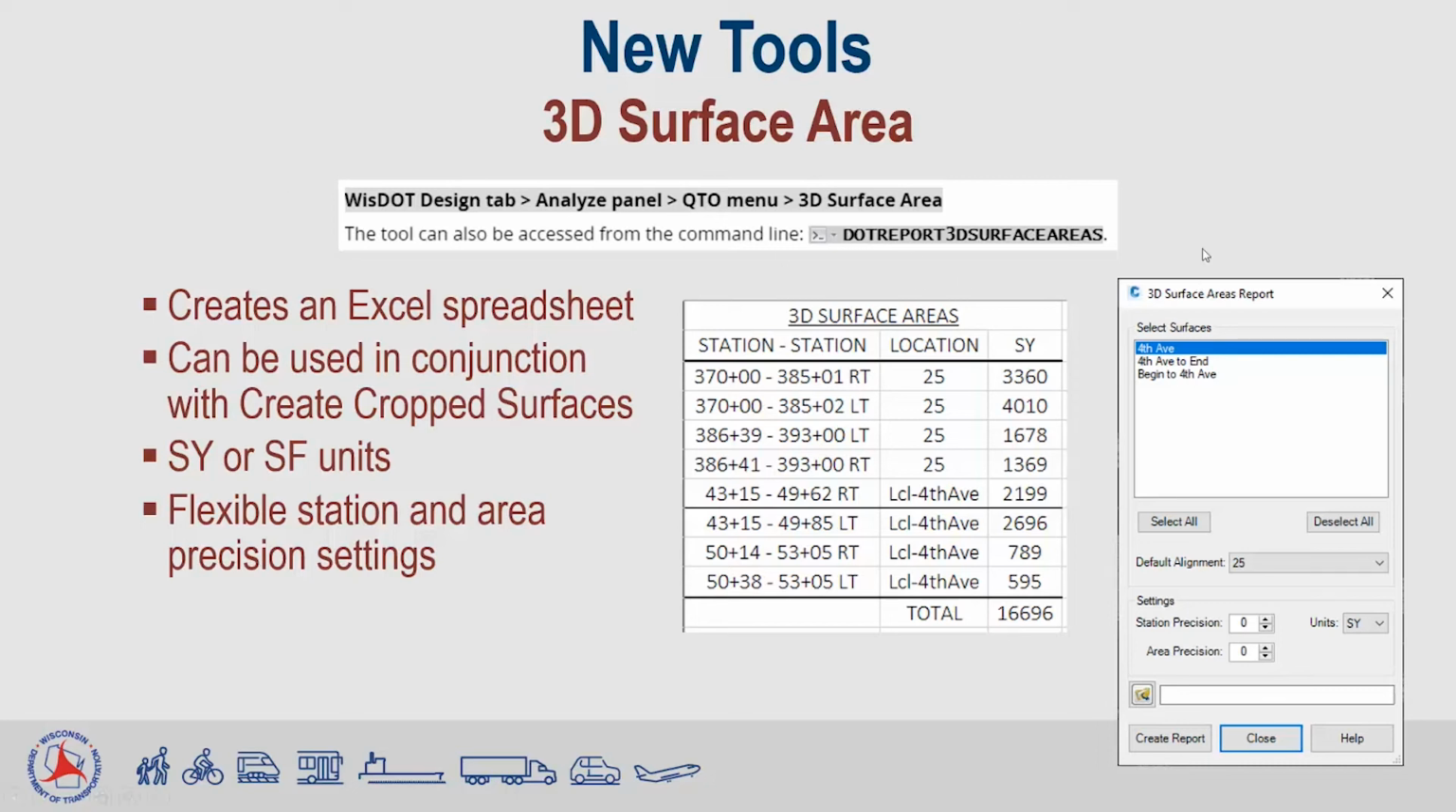So the 3D surface area tool is found on the Analyze panel of the Design tab. There's a QTO menu, and you'll find it there. The tool's kind of nice too because we give you the option to set whatever station precision you want, number of decimal places, and the same thing with the area precision. And again, the units can be square yards or square feet.